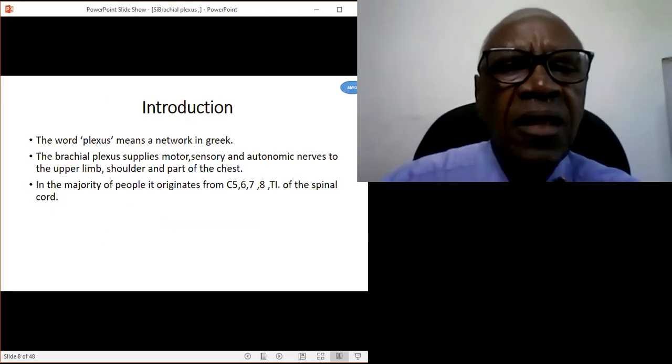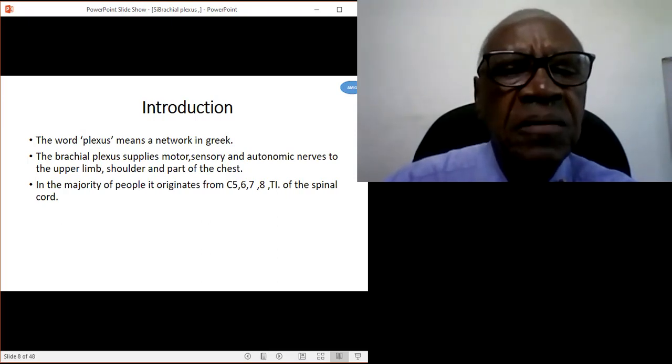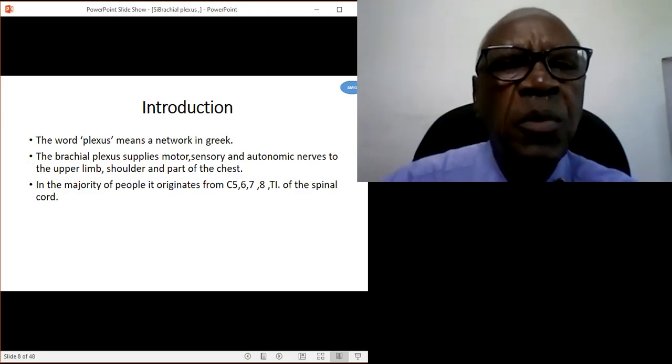Introduction. The word plexus means a network in Greek. The brachial plexus supplies motor, sensory, and autonomic nerves to the upper limb, shoulder, and part of the chest. In the majority of people, it originates from the cervical segments 5, 6, 7, 8, and T1 of the spinal cord.